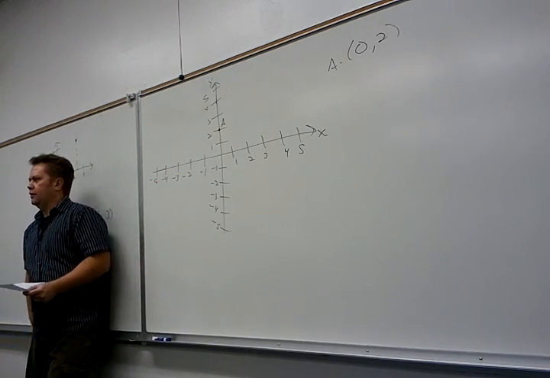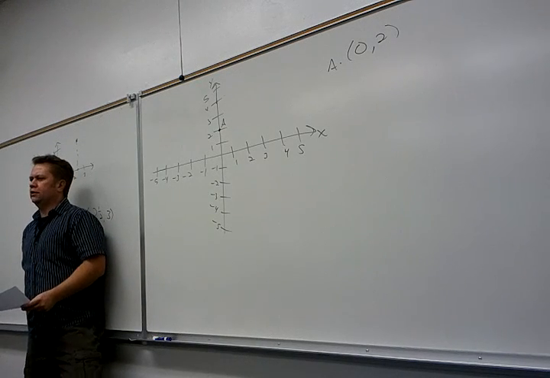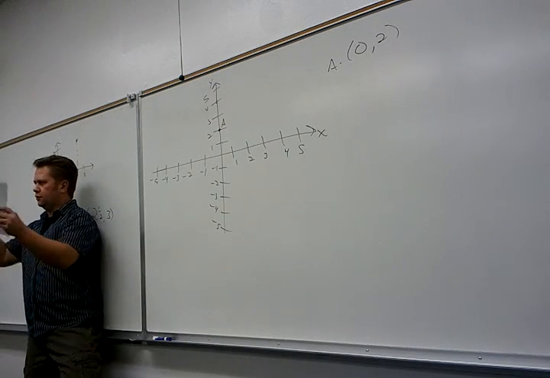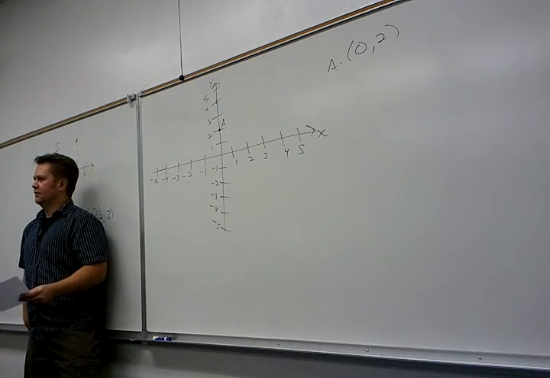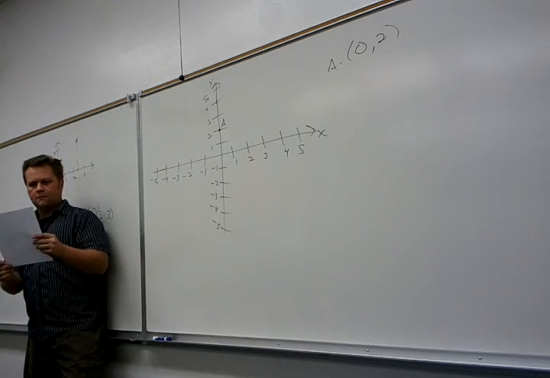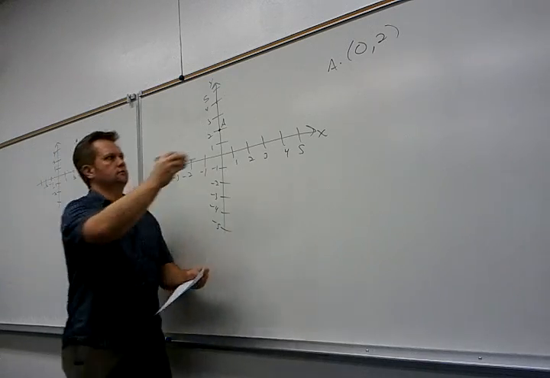So there's point A. That's one of those that's a little evil. When I put a 0 somewhere, students get a little freaked out about what that means. It just means don't go in that direction. What about part B?